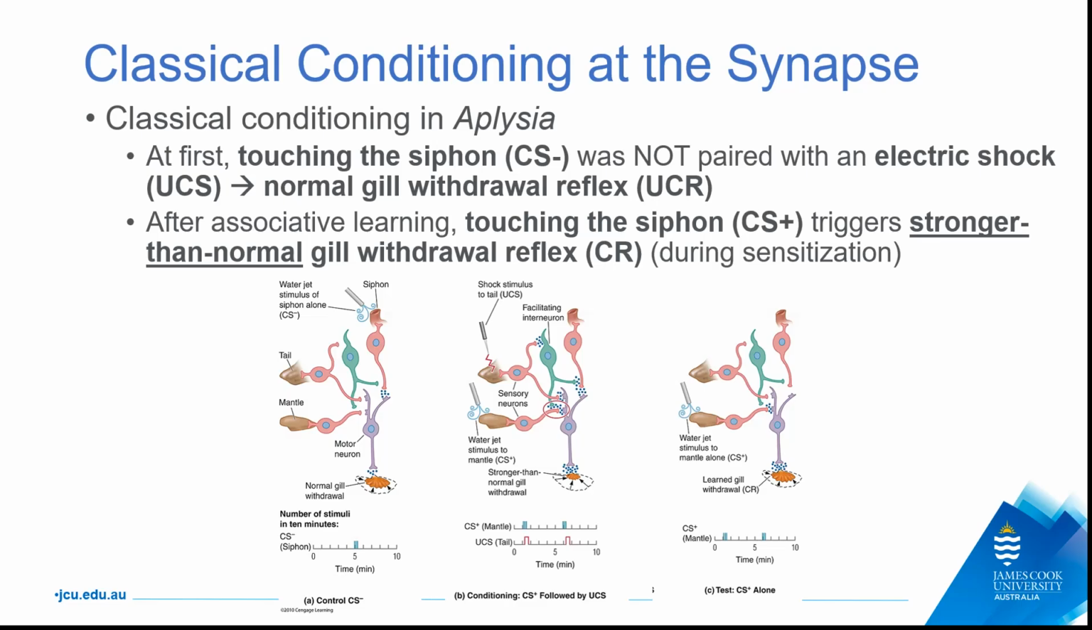Electric shock, the UCS, is just there. We're not doing something with our hands. Then the normal gill withdrawal reflex occurs, and we get this UCR, a response to an unlearned stimulus. After the learning, touching the siphon becomes CS plus. It is still touching the siphon, but after the learning. So the plus means learning. It triggers a stronger than normal gill withdrawal reflex during sensitization. Take note of that. If it's weaker than normal, that will be habituation.